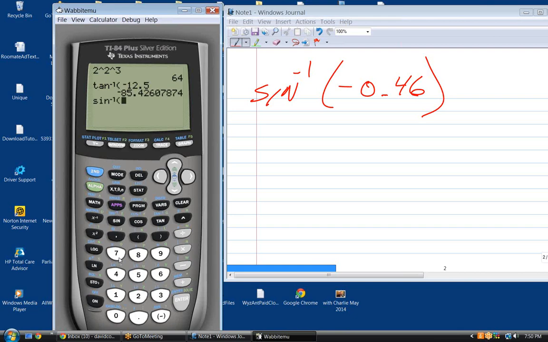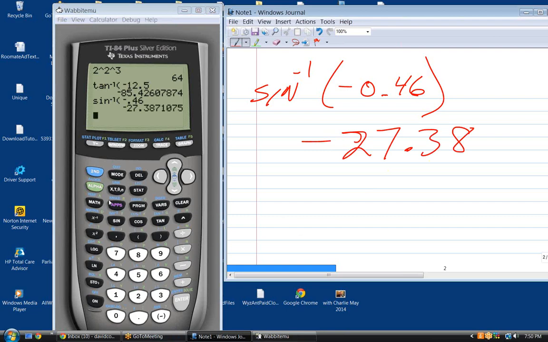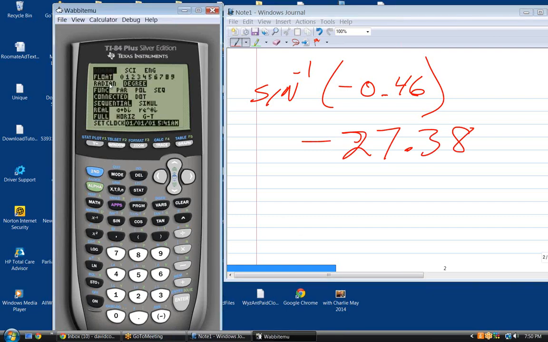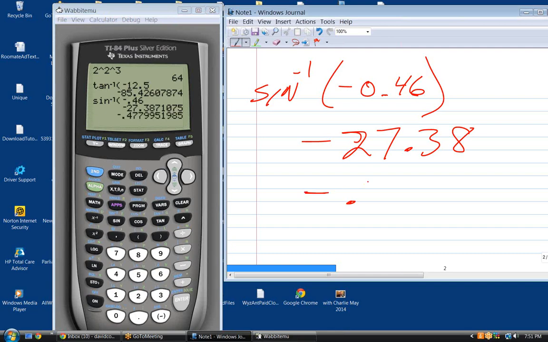Inverse sine of negative 0.46, negative 27 degrees, and they wanted that in radians, so I'll switch to radian mode. Hit enter, it'll give it to me in radians. Negative 27 degrees is minus 0.478 radians.